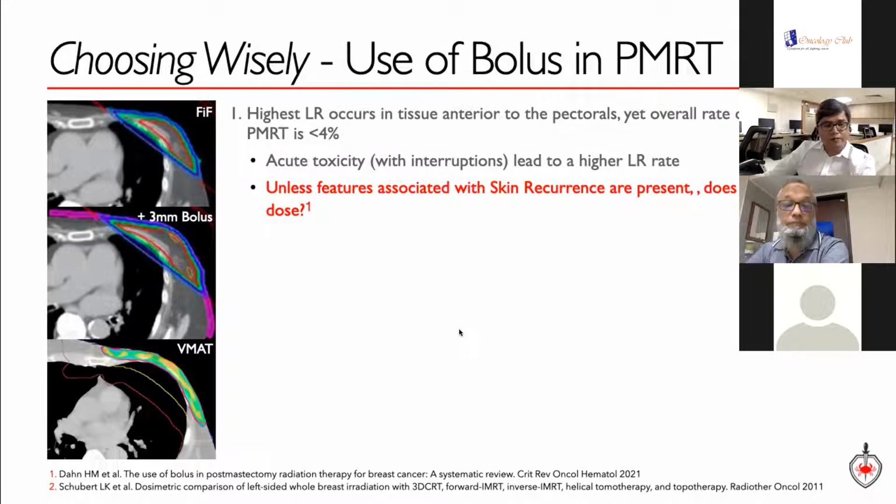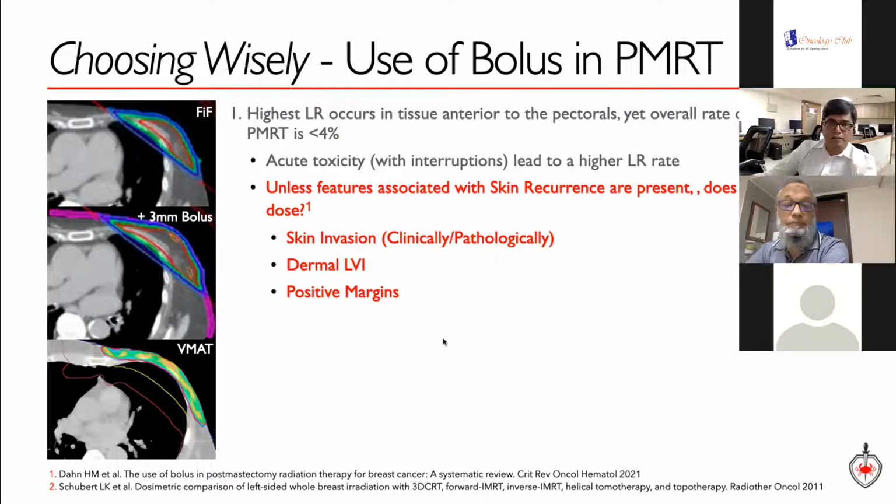So most institutions that follow the bolus protocol for post-mastectomy radiotherapy, for 50% of the fractions they place the bolus. That is also something that we used to do. But then, does that make sense? If the skin is the target, and you want to treat the skin, it's a binary choice. Either you can choose to treat the skin or you cannot choose to treat the skin. You can't have it both ways, that you have to give only 50% of the sessions a bolus and the rest are not. And unless features which are associated with skin recurrence are present, specifically clinical or pathological skin invasion, dermal lymphovascular invasion, positive margins, especially anteriorly, I don't think we need to treat the skin.